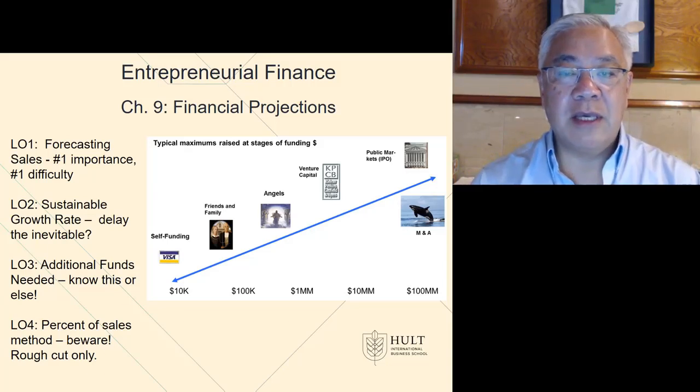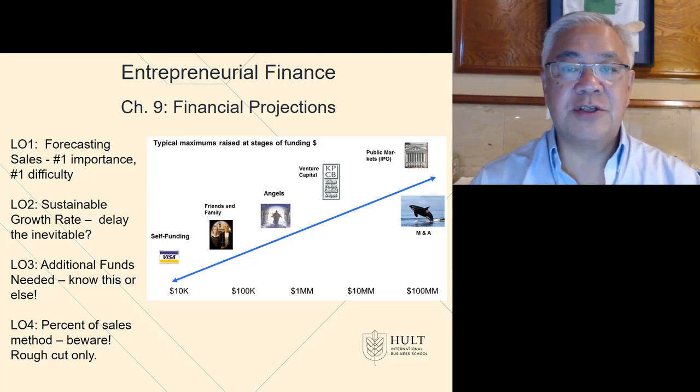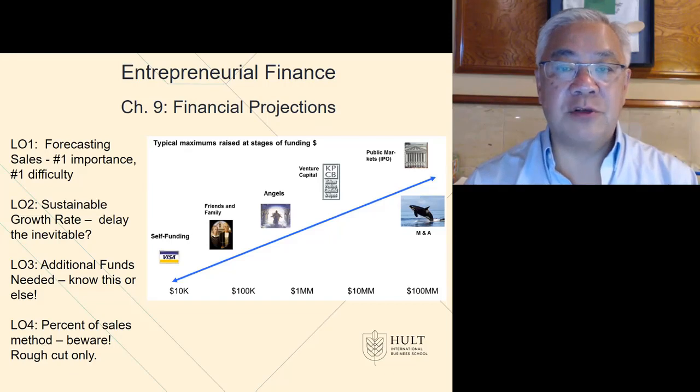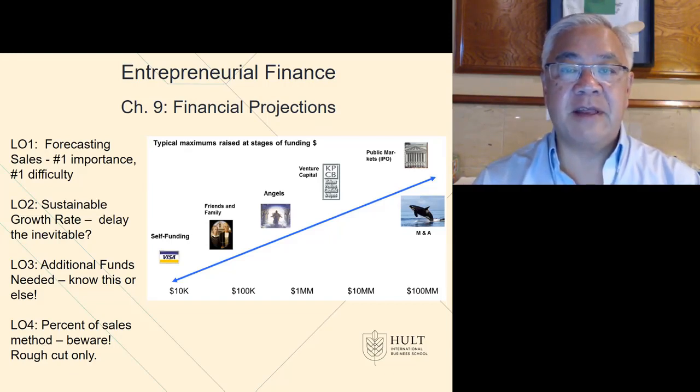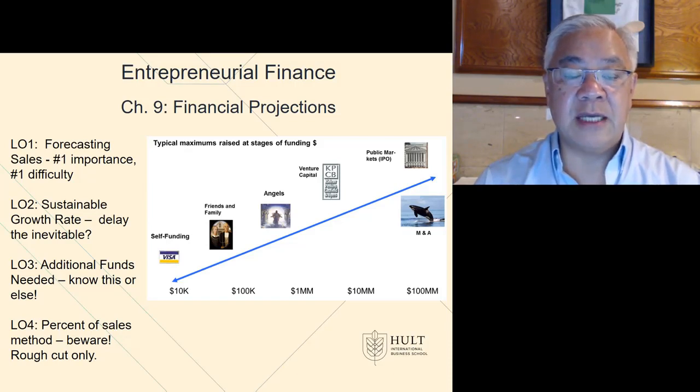All right, today we're going to look at Chapter 9, which is financial projections. And when we mention financial projections, we're looking at some specific things. Learning Objective 1 is looking at how to forecast sales if you have a little bit of history. Learning Objective 2 is the SGR, Sustainable Growth Rate, which answers the question of if you had no additional capital, how fast can you grow without changing the fundamental position of your balance sheet, namely your liquidity, your risk. So what is your maximum growth rate?